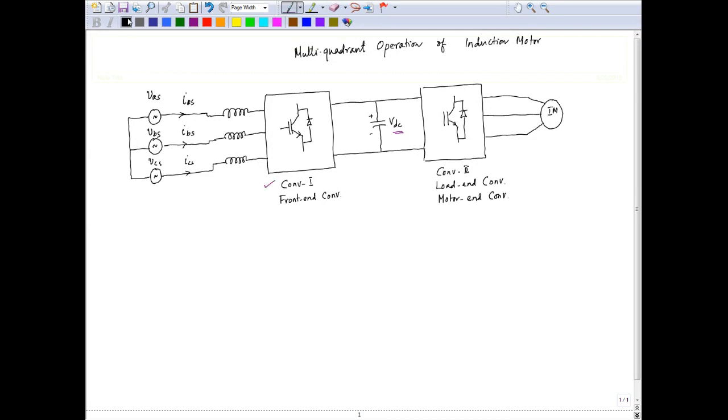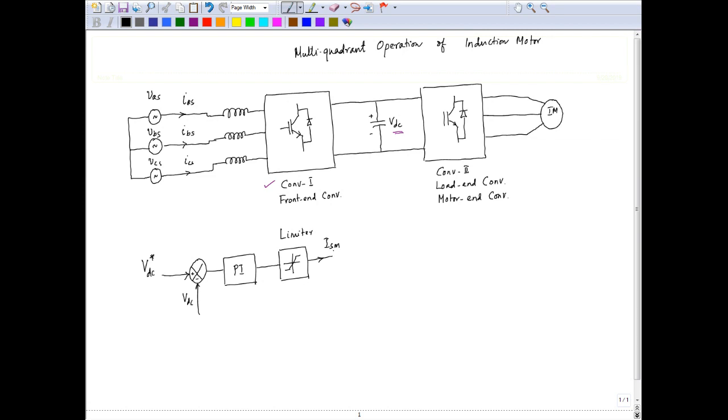Now when we draw the control block diagram, what we do here, we try to keep the DC link voltage constant. So we have a reference DC link and we compare that with the actual DC link, and we have a PI controller, and the output of the PI controller goes to a limiter. This is a limiter, and the limiter output decides the maximum value of the input current.